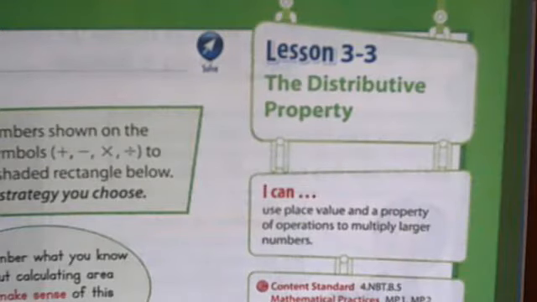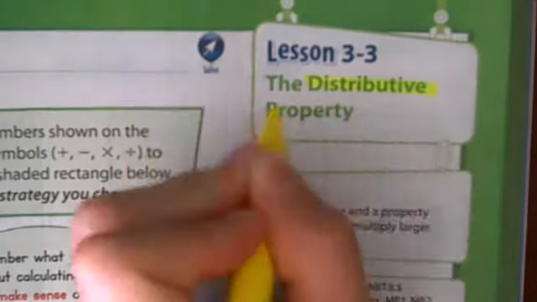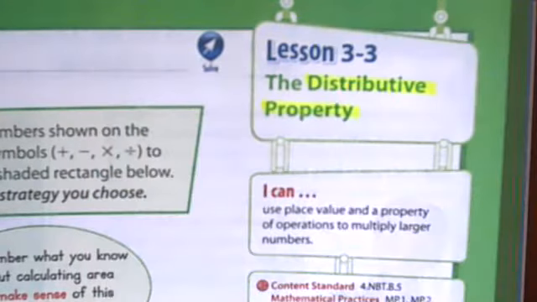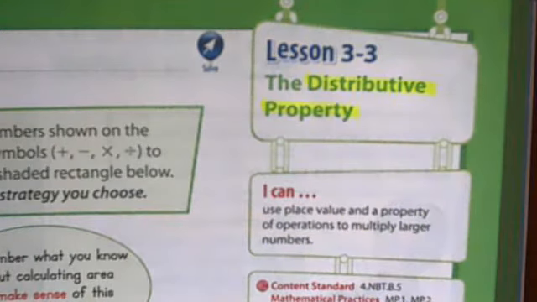Okay, fourth graders, our next lesson is 3-3, the distributive property. And I really like to talk about these properties in the context of a story. So distributive is kind of like when you're distributing things out. Like in class, when I distribute papers, I have a stack of papers and I give a paper to each child. So I take one, I have one, and I give it to each kid and I pass it out.